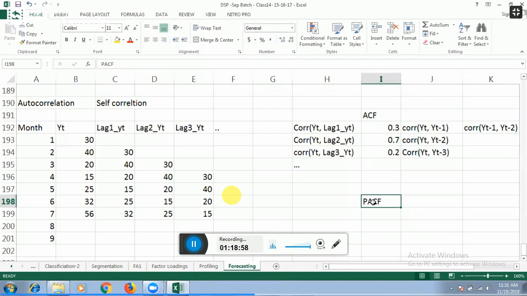But just for your info, if there is a relationship between my current month sale and previous month sale, the previous month sale is also influenced by my previous-to-previous month sales. That means there is some impact of Yt minus 2 on Yt. But I want to capture only the impact of Yt and Yt minus 1. So I need to remove the impact of Yt minus 2, Yt minus 3, Yt minus 4, etc. By removing those effects and capturing just the impact of Yt minus 1, that is what we call partial autocorrelation.